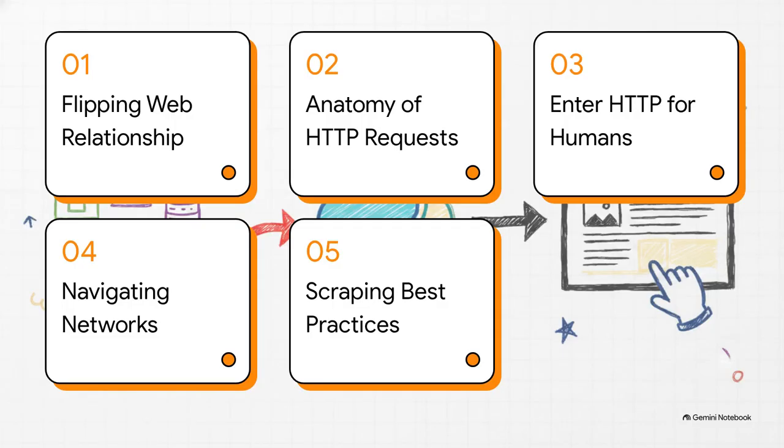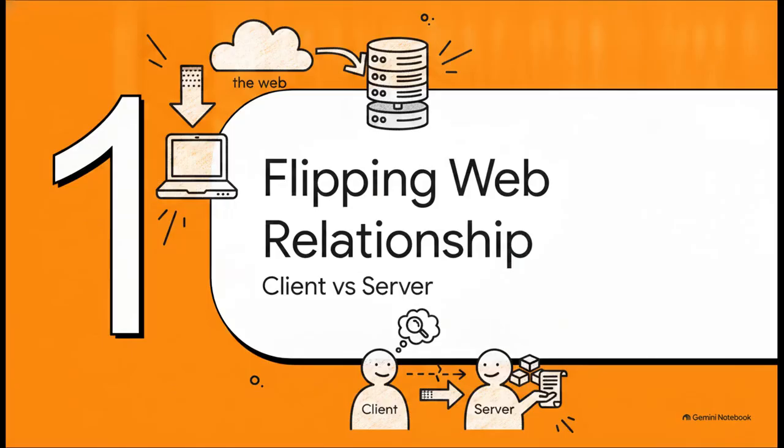Here's exactly how we're going to seamlessly pivot your mindset today. First, we'll look at flipping the web relationship, then the anatomy of HTTP requests, followed by a look at HTTP for humans. After that, we'll navigate some real-world networks and wrap up with web scraping best practices. Starting right off with Part 1, Flipping the Web Relationship.